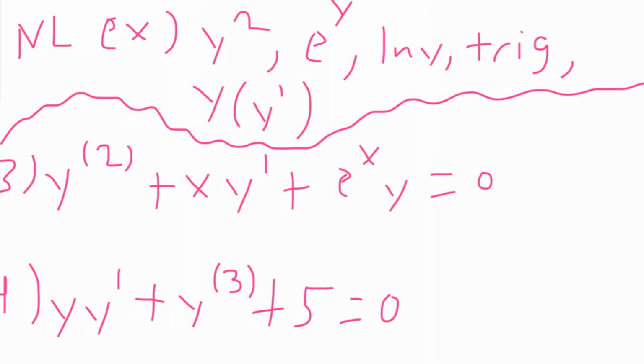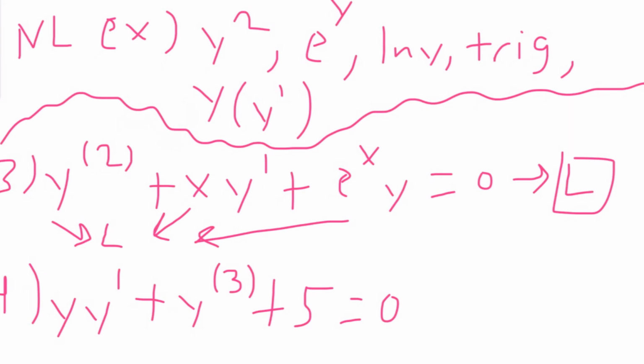Here are some examples for classifying whether an equation is linear or nonlinear. So let's start with 3. We're going to look at the first term. y to the open parentheses 2 end parentheses, that's just y to the second derivative. So this is completely fine, and it's linear. The next term, x times y prime, is also linear. And then finally, e to the x times y is also linear. So this means the whole equation is linear.